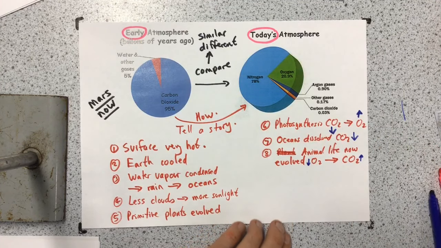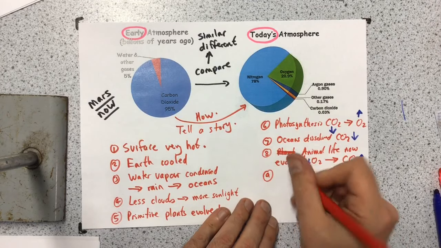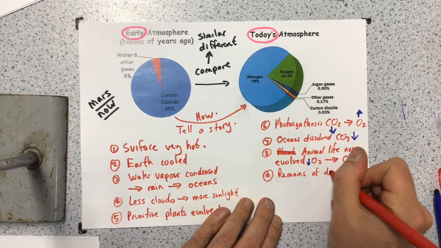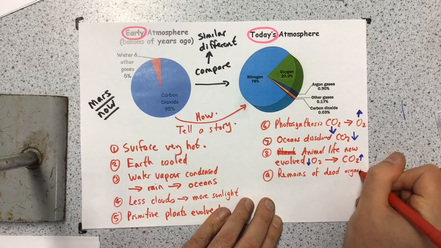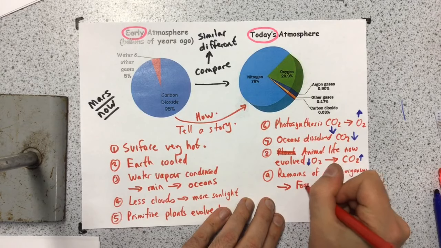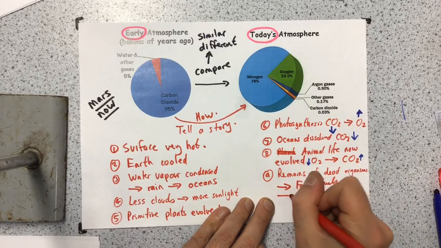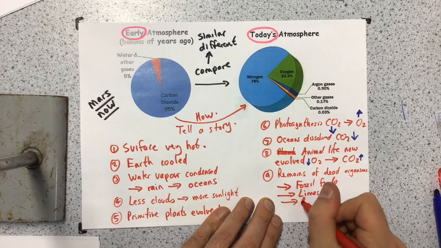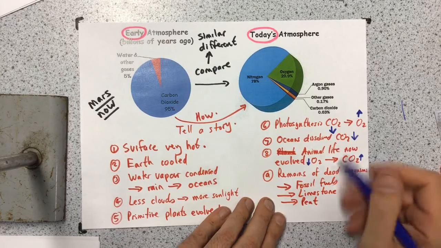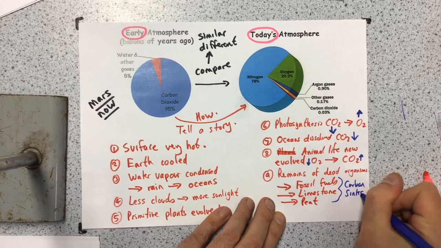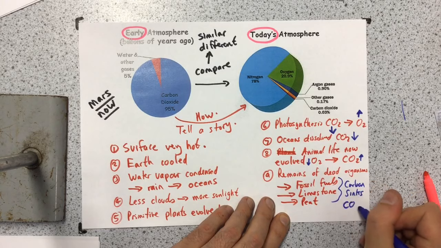Now, what also happens at the same time is that the remains of dead organisms turn into fossil fuels and limestone, and other things like peat. Now, these are known as carbon sinks, and they make the carbon dioxide levels also go down, right?